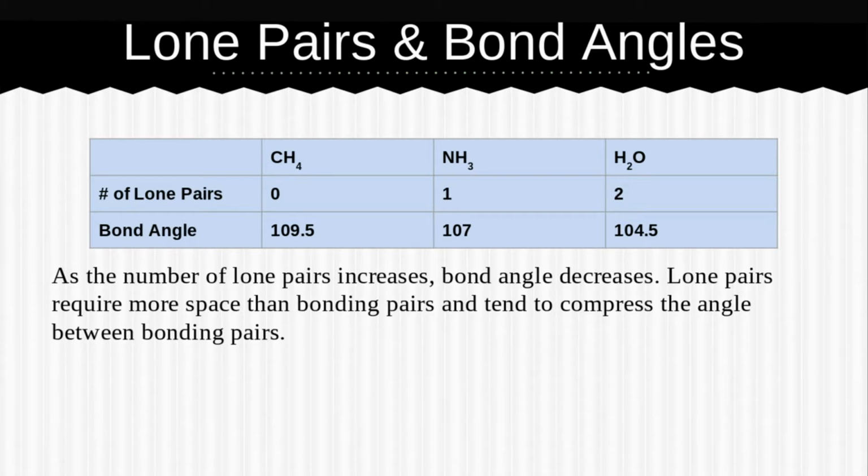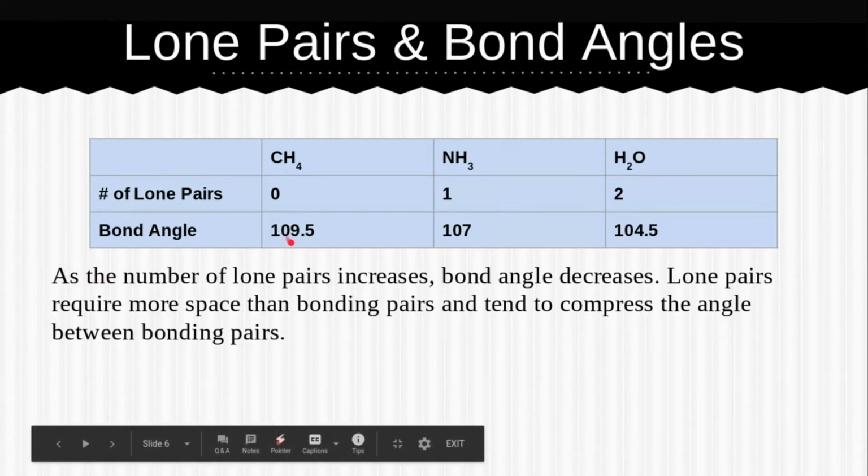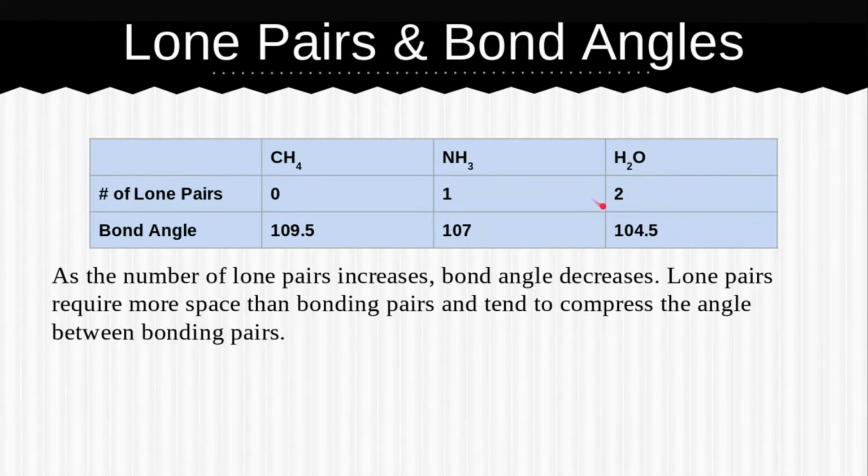So for example, in CH4, there are no lone pairs on the central atom, and so we're going to have a larger bond angle. In NH3, there's one lone pair, so that bond angle starts to become compressed. So we went from 109.5 degrees to 107. In water, there are two lone pairs on the central atom, so our bond angle becomes even smaller, decreasing to 104.5.